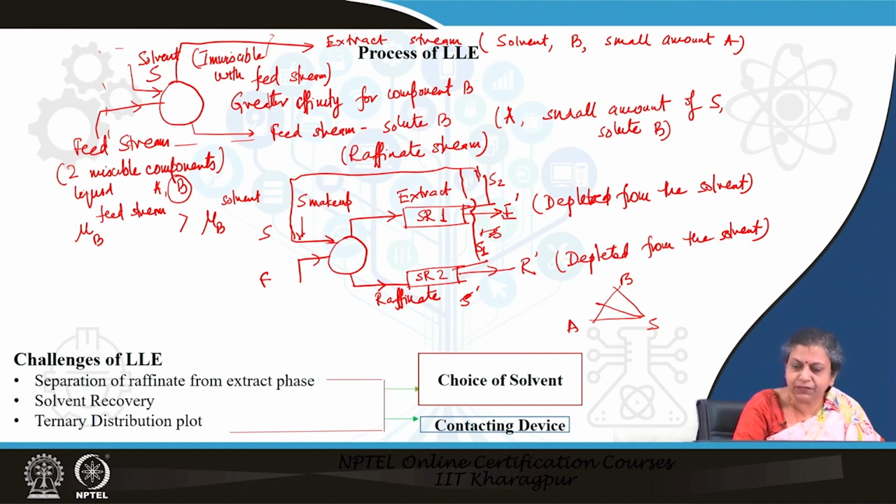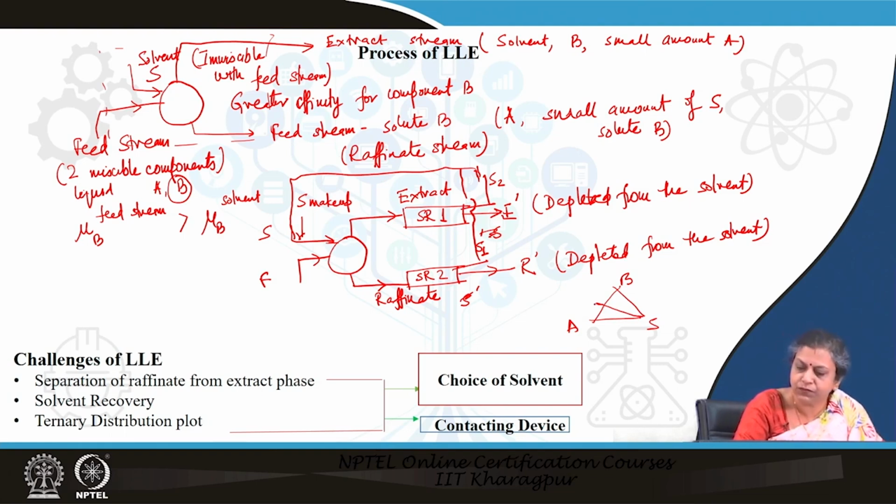I have considered the vertex S under the condition where I have taken fresh solvent, or even if I have taken regenerated solvent, it contains very little amount of A and B. So, under that condition, I can join the vertex S to the feed composition, and with addition of S, the composition of the mixture shifts from the straight line into inside the triangle. The more amount of S we add, the more the point is going to shift.